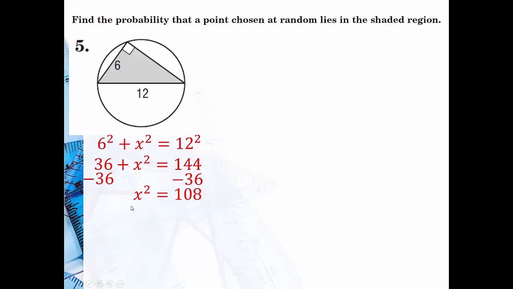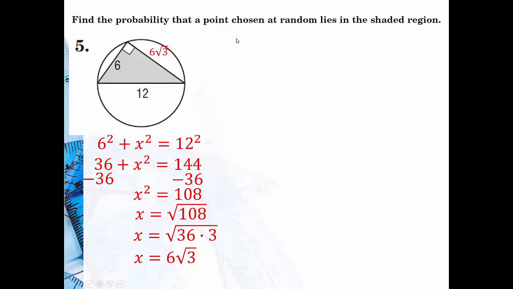I can find this leg of my right triangle by using the Pythagorean theorem. 6 squared plus x squared equals 12 squared. Subtract 36 from both sides, and I get x squared is 108, so it's the square root of 108. And you could find your decimal value. I'm going to try and keep it in square root notation. And I know there's a 36 in there times 3. So my simplified notation is 6 square root of 3, which I can put up here on this leg.